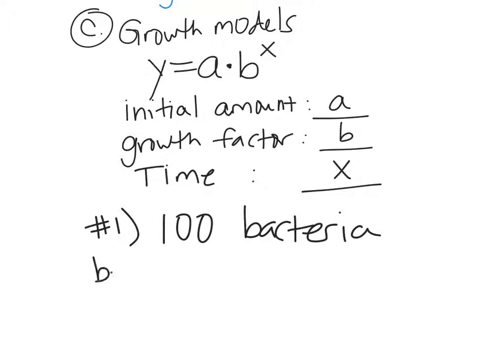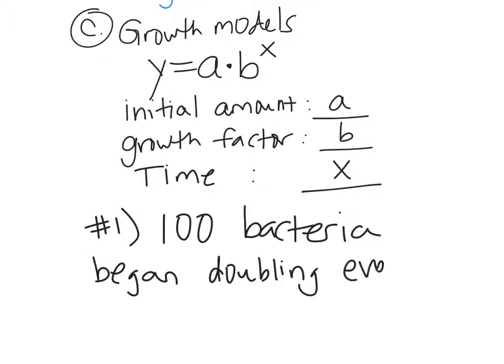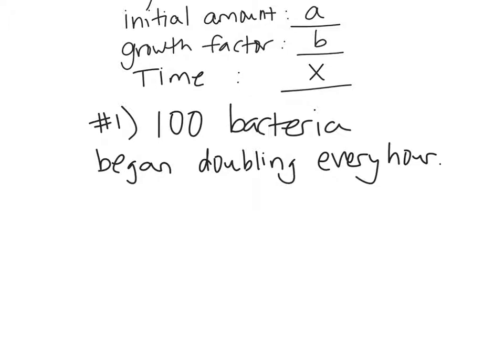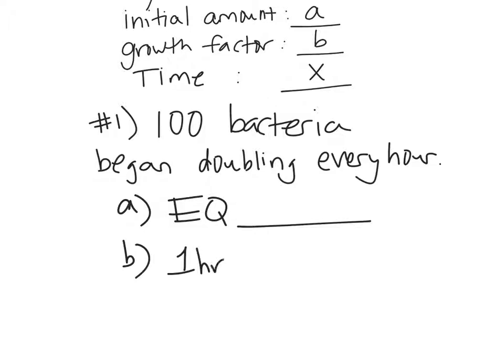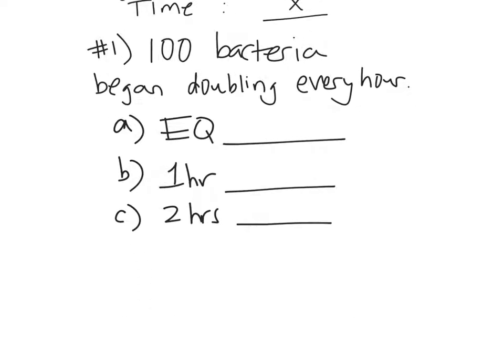And they began doubling. Gross. So this bacteria is doubling every hour. Wow. So you start with 100 bacteria in a petri dish, and they're doubling every hour. We are going to do a few things. Letter A, we are going to write an exponential equation to describe the situation. Then we're going to find out how much bacteria is in this petri dish after 1 hour, after 2 hours, and then after 1 day.